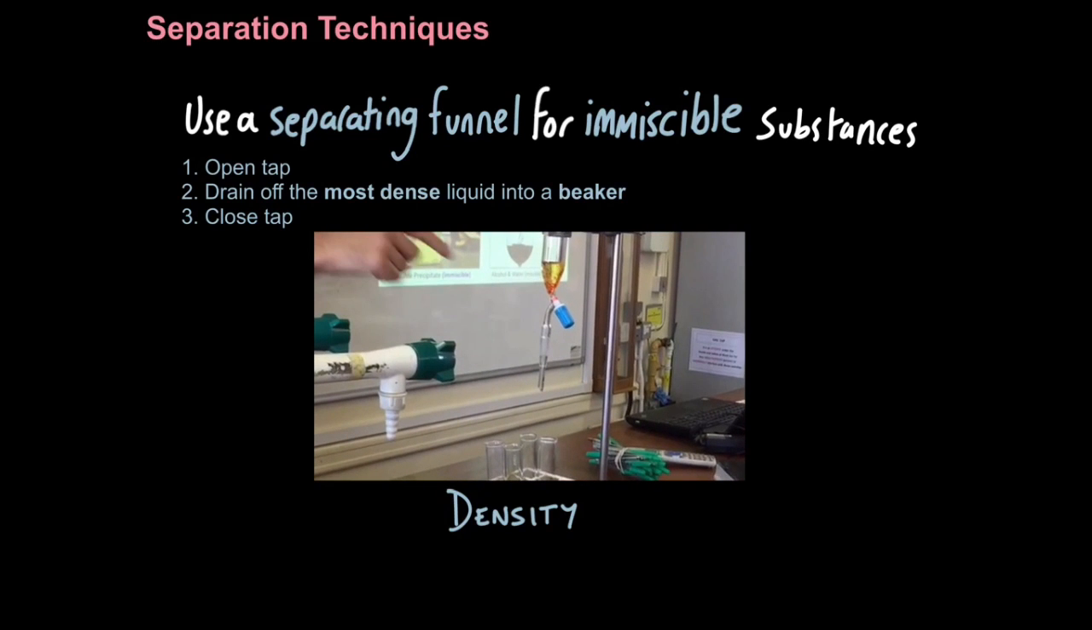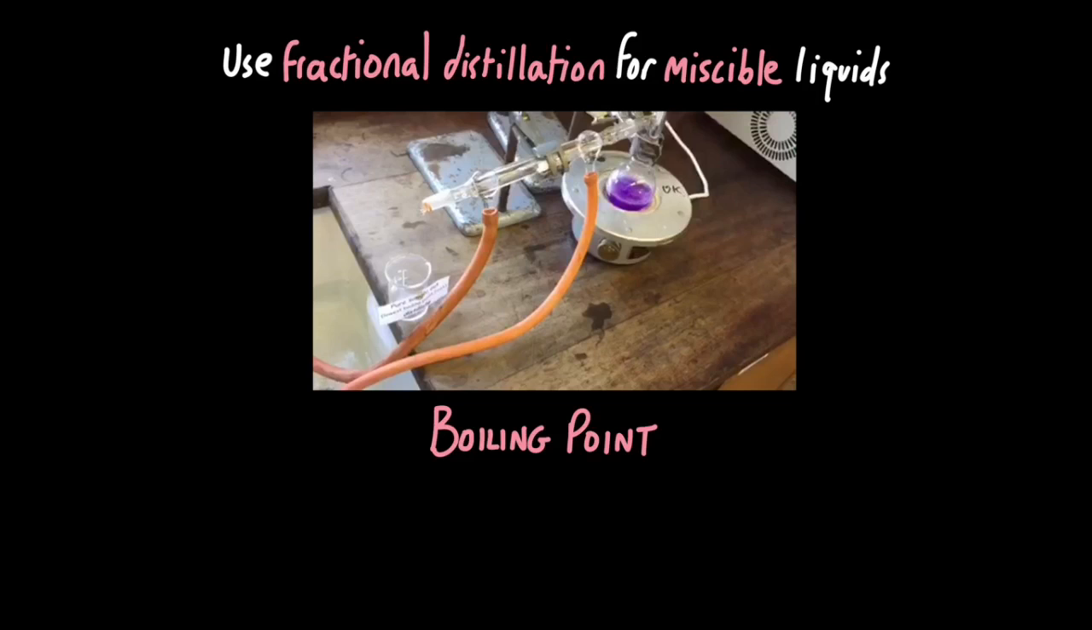So the key point here is a separating funnel separates substances according to their density, and they must be immiscible, substances that don't mix, such as oil and water. We can use fractional distillation for miscible liquids, and here we separate things according to their boiling point. For this you need distillation equipment like this simple setup here, or a more complex fractional distillation column, as you may remember in the tutorial on separating crude oil.